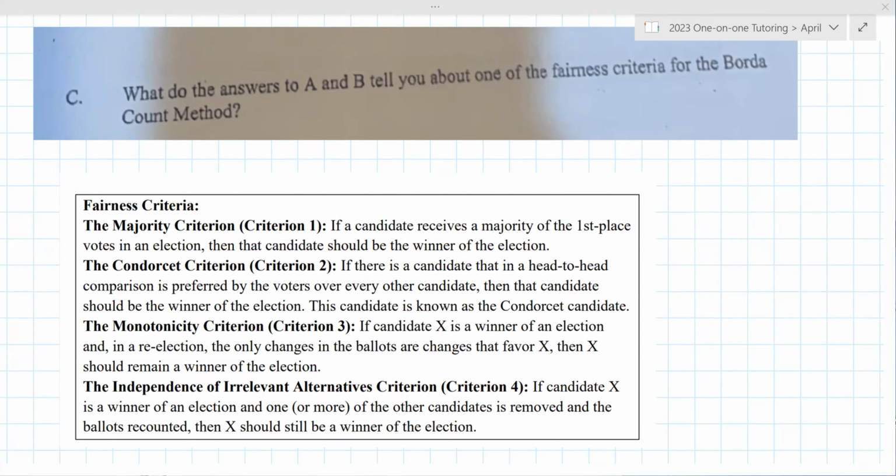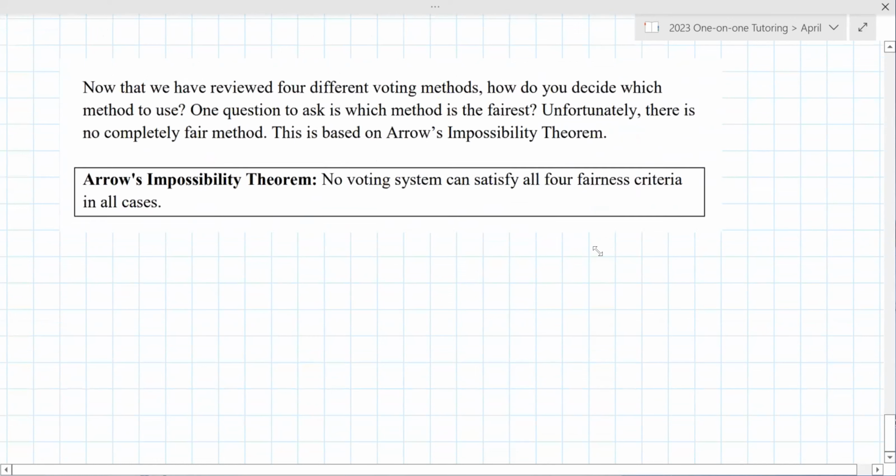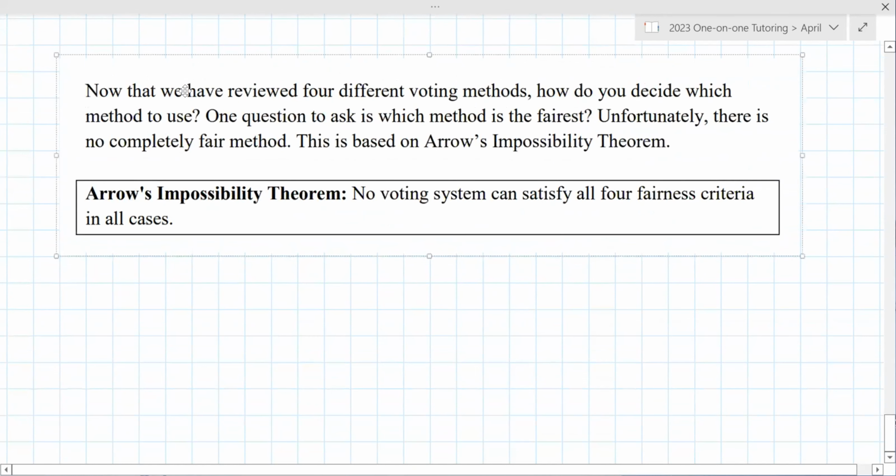So I think this next piece of information I found is probably the best, probably what your teacher wants you to write down. So I'll just read this together here. Now that we have reviewed 4 different voting methods, how do you decide which method to use? That's exactly what we're probably thinking right now.